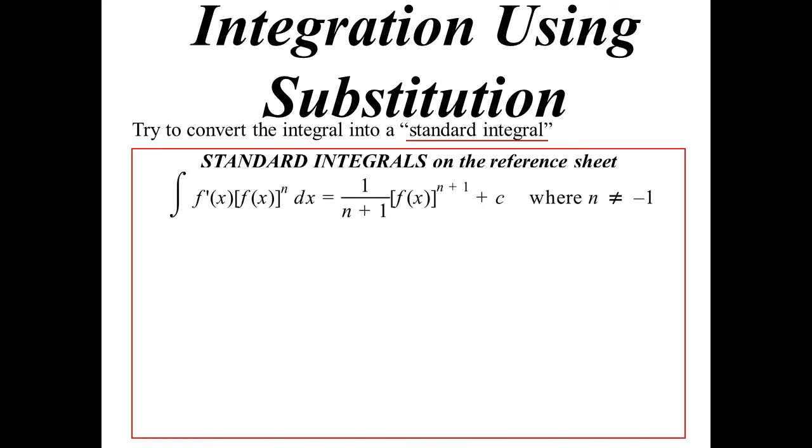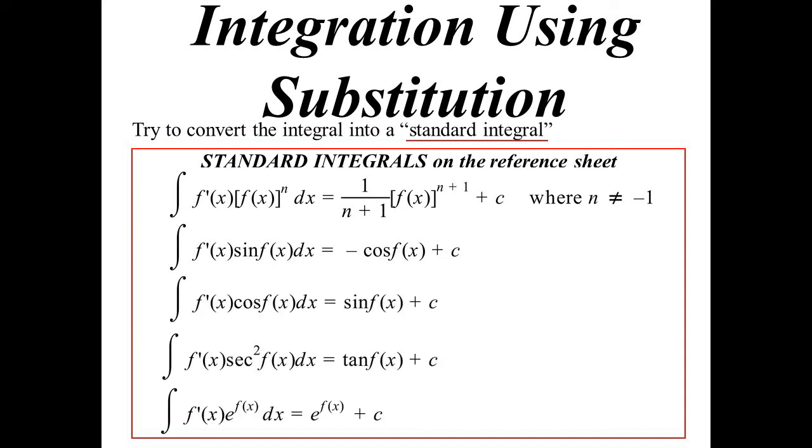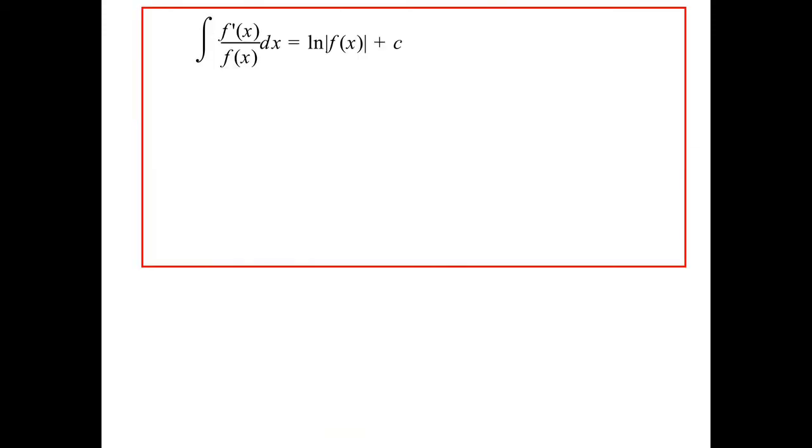The ones that appear on the resource sheet. So they give you this one, the one where we create the derivative outside a function x to the power of n, which allows us to just add 1 to the power over the power. The trig ones are there, so derivative times sine, derivative times cos, derivative times sec squared, so those 3 are on the sheet. The exponential one, again we want to create the derivative out the front. The log, derivative over function, is on the sheet.